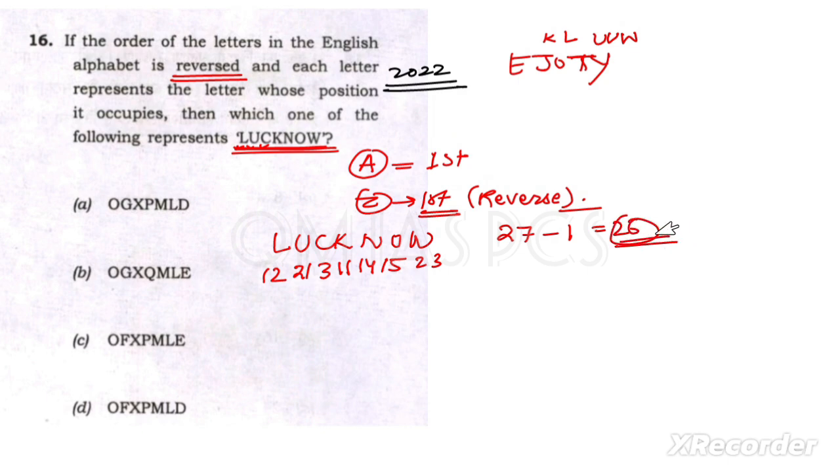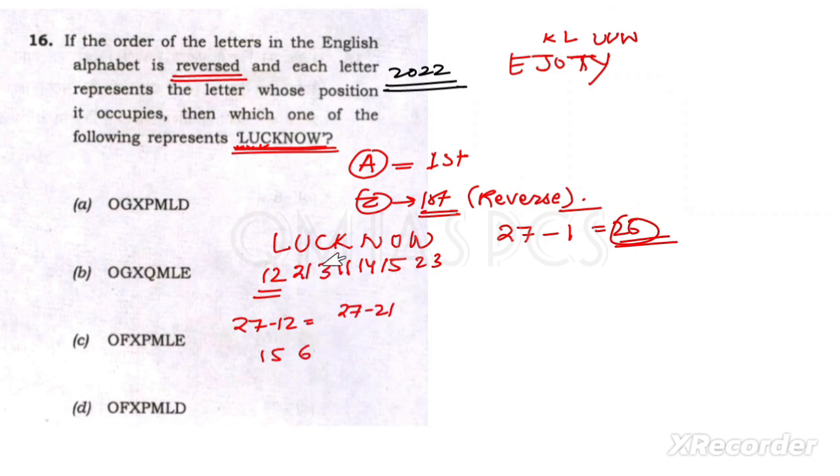Whatever value is given, like 12 is given, you have to find correspondingly which alphabets will be there for Lucknow, L U C K N O W. For L, it will be 12, so 27 minus 12 will be 15. Then 21: 27 minus 21 will be 6. Then 3: 27 minus 3 will be 24. I am just writing the ranking first, then we will write the alphabets.